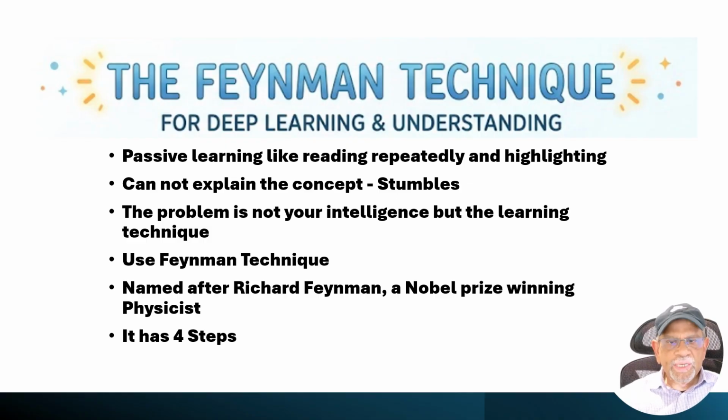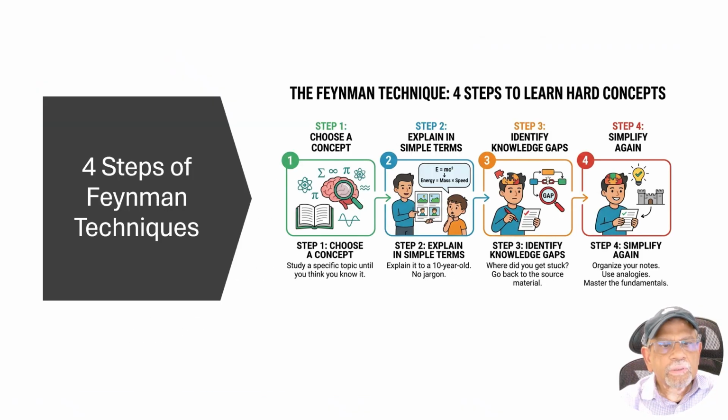One of the best ways to understand and remember a concept is the Feynman technique. It is named after Richard Feynman, a Nobel Prize winning physicist. It has four steps. So the four steps, the first step is to choose a concept, of course, that you want to understand.